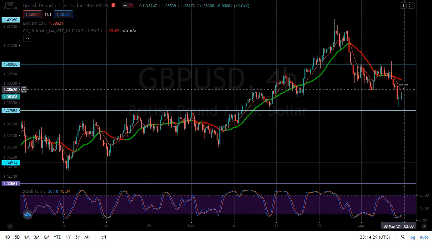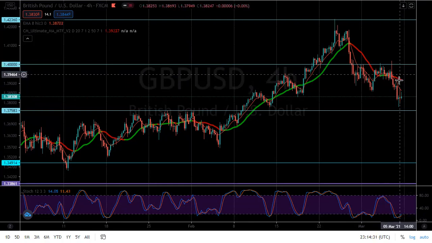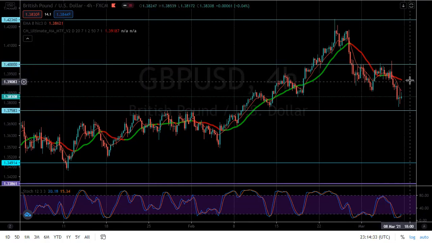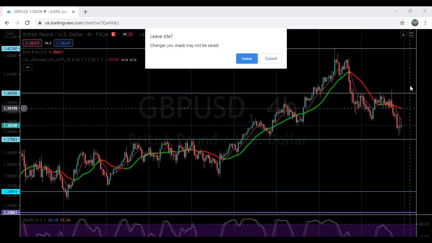1.3865 area, and as high as the 1.40 area. So within this zone, we could maybe, let's see, we could even get as high as the 1.39 handle. Look for reversal patterns around here for us to continue to the downside. And that will be that for this pair.